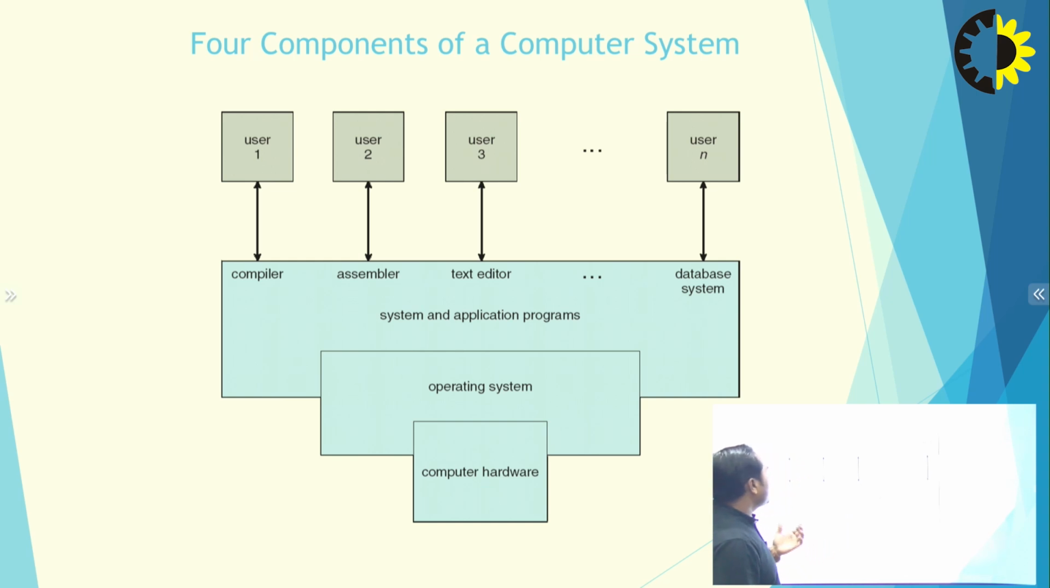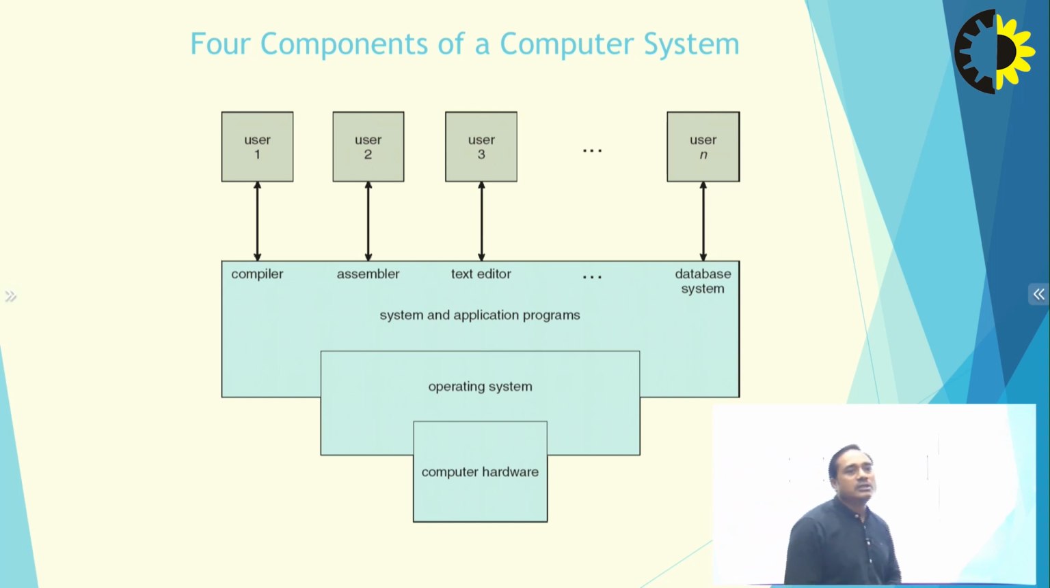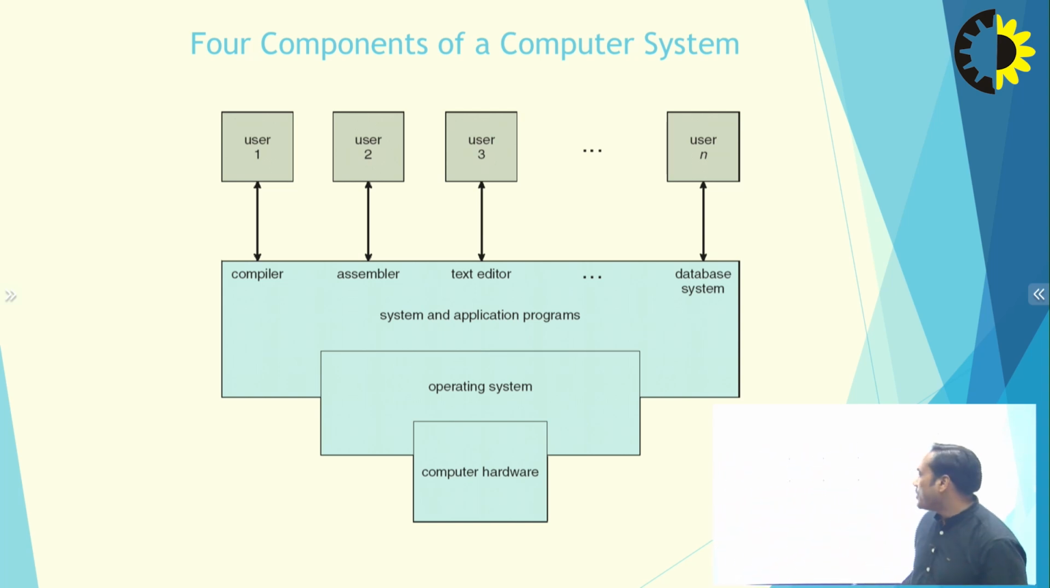What is the OS? The operating system sits in between the user and the hardware. These are the system programs and application programs. Some application programs are governed by the user side. The operating system is basically a system program. It provides the interface between the user and the hardware. It is an intermediate part between the user and the hardware, and the operating system will manage all the things.